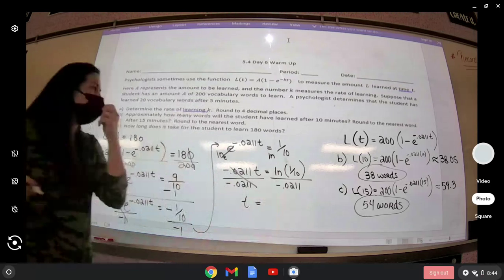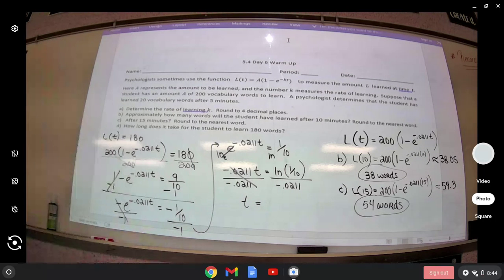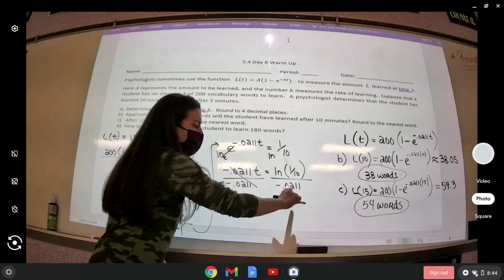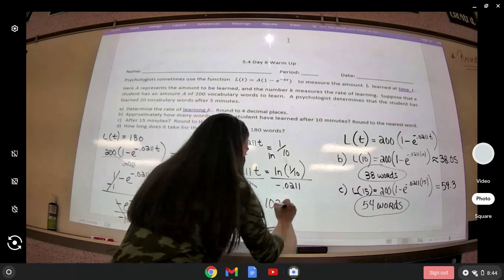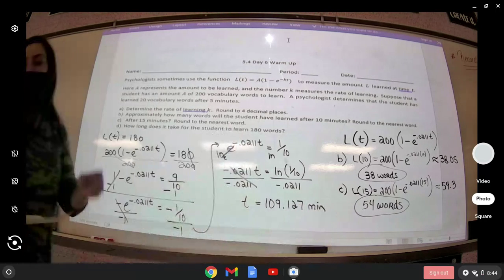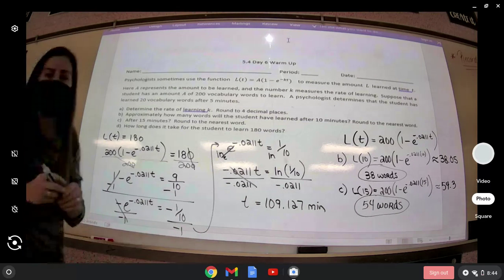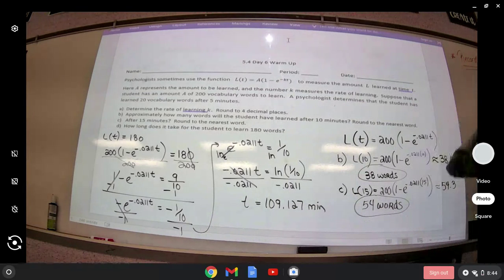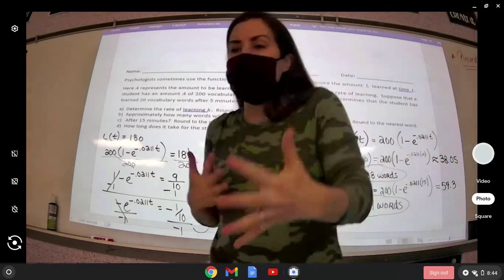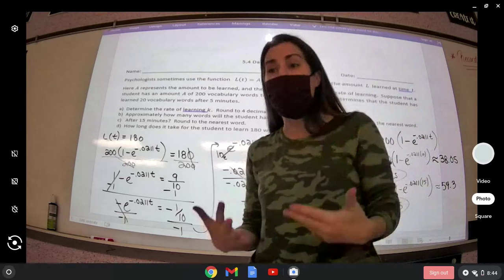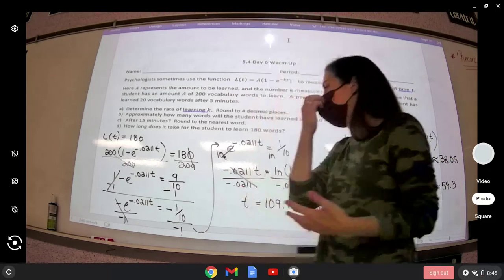And then we're going to round this. Let's round it to, I don't know, 3 decimal places. And you should find out that the natural log of 1/10 divided by negative 0.0211 is about 109. It's going to take about 109 minutes for him to learn 180 out of those 200 words. So again, this is how we use the log to solve the equation. If the exponent is unknown, then we're going to use a log to figure out that unknown value.